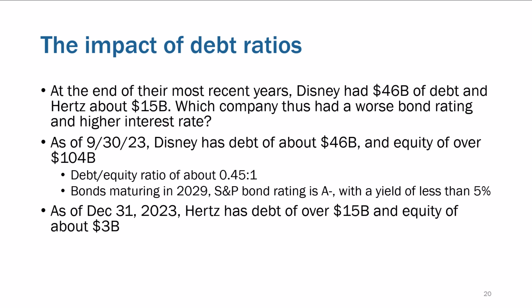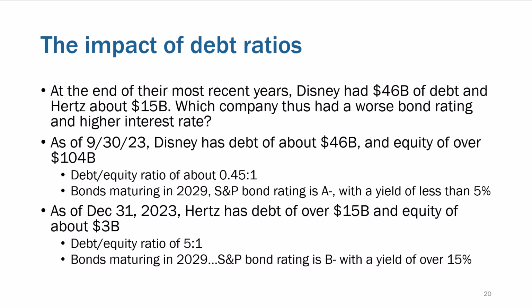5%. Now, Hertz, on the other hand, while they only have $15 billion worth of debt, their equity is only about $3 billion. So less debt, but a lot less equity. Their debt to equity ratio is thus about 5-to-1. Their bonds maturing in 6 years, their bond rating is a B minus. That's pretty low. You kind of want to be at something called a triple B or better to have a good bond rating. And their yield or their interest rate is about 15%.